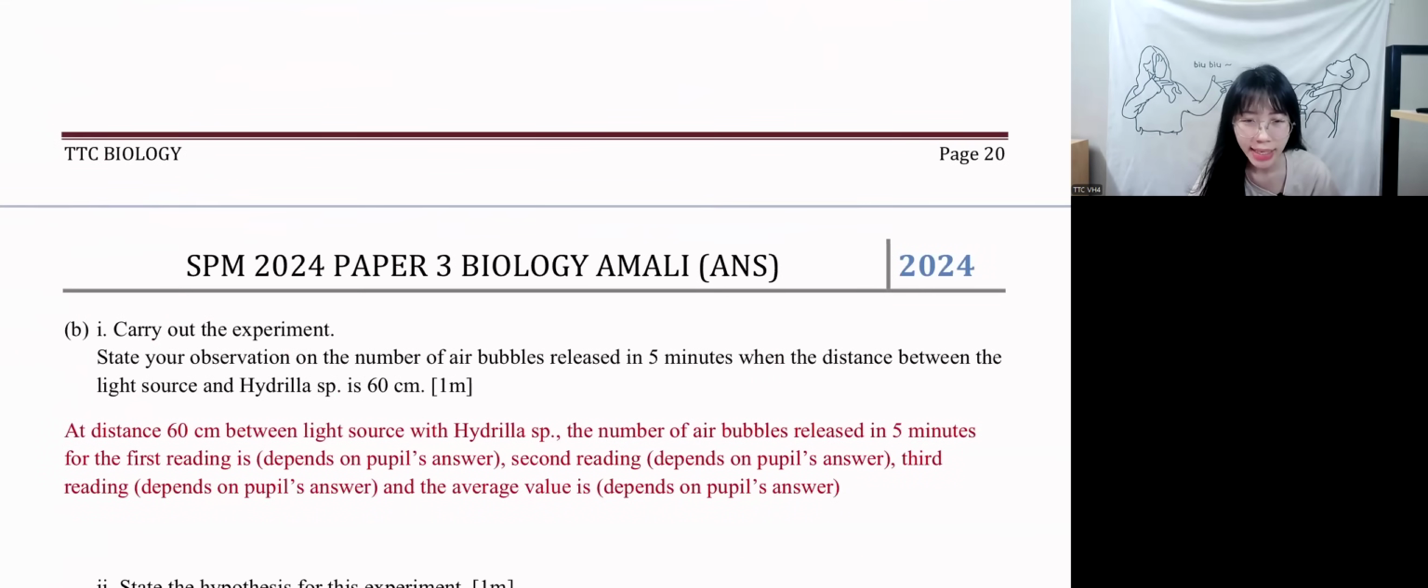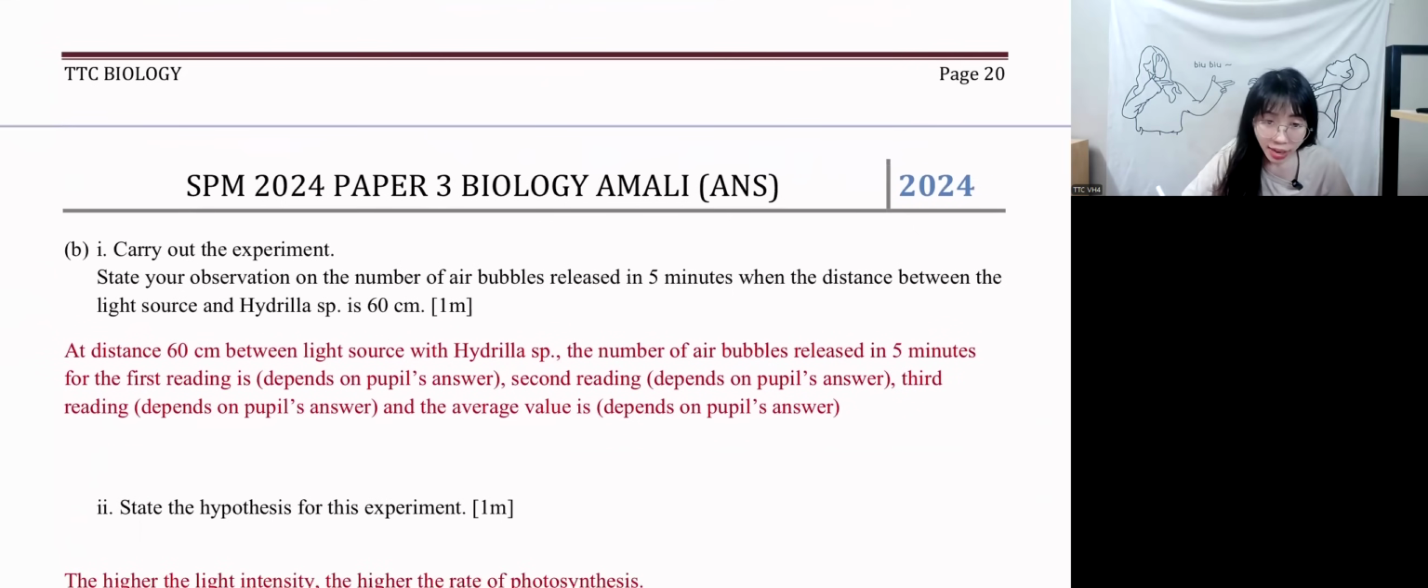State your observation on the number of bubble release in 5 minutes when the distance between the light source and Hydrilla is 60 cm. This is a prediction question. So they ask you to predict the question, prediction question. Observation means you have to write at 60 cm of light source with Hydrilla. This is your MV, your value.